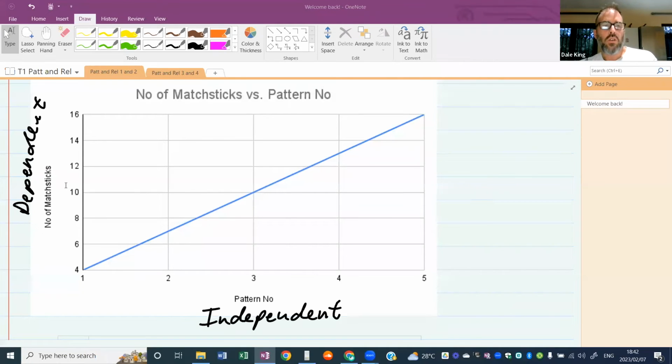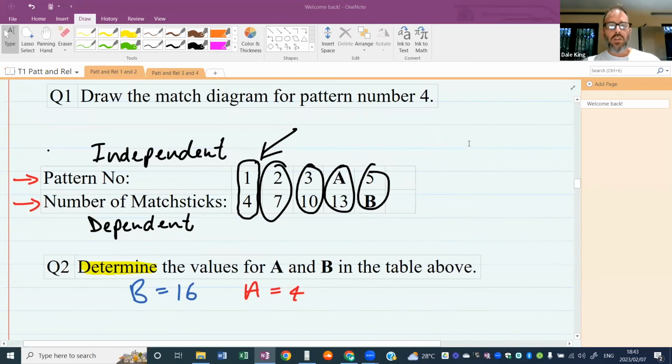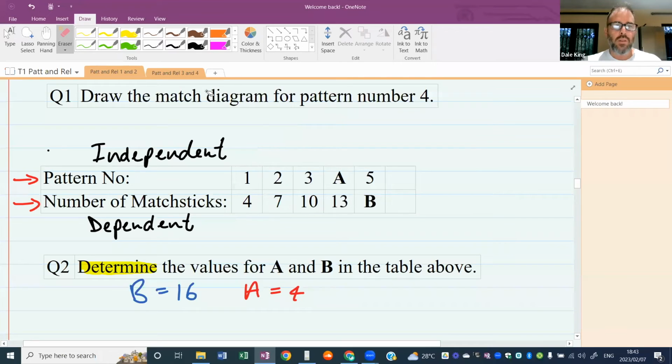So you can only determine a value for the matchsticks if you give a pattern number first. So what you should be doing is drawing the x-axis values as far as you want to, and then once you've got the x-axis values, you can calculate how many matchsticks you have, but you can't work the other way around. Now when you draw the graph, you usually draw it from data in a table. So we could take this table further, all right? I could take this table further to determine the matchsticks for pattern number 6.